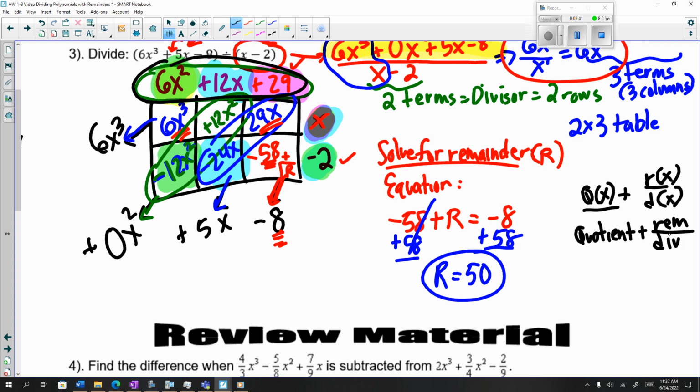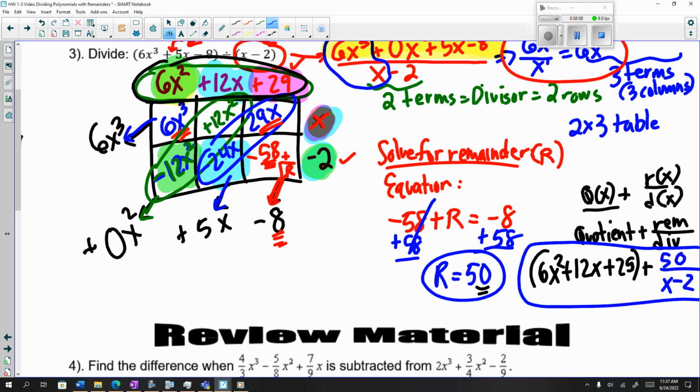So my final answer to this division problem, if I put that all together, is 6x squared plus 12x plus 29 for the quotient, plus the remainder we got, which was 50. So 50 goes on the top of this mixed number, divided by what you were dividing by, which was x minus 2. So this is my final answer: quotient plus remainder over divisor. That's it.